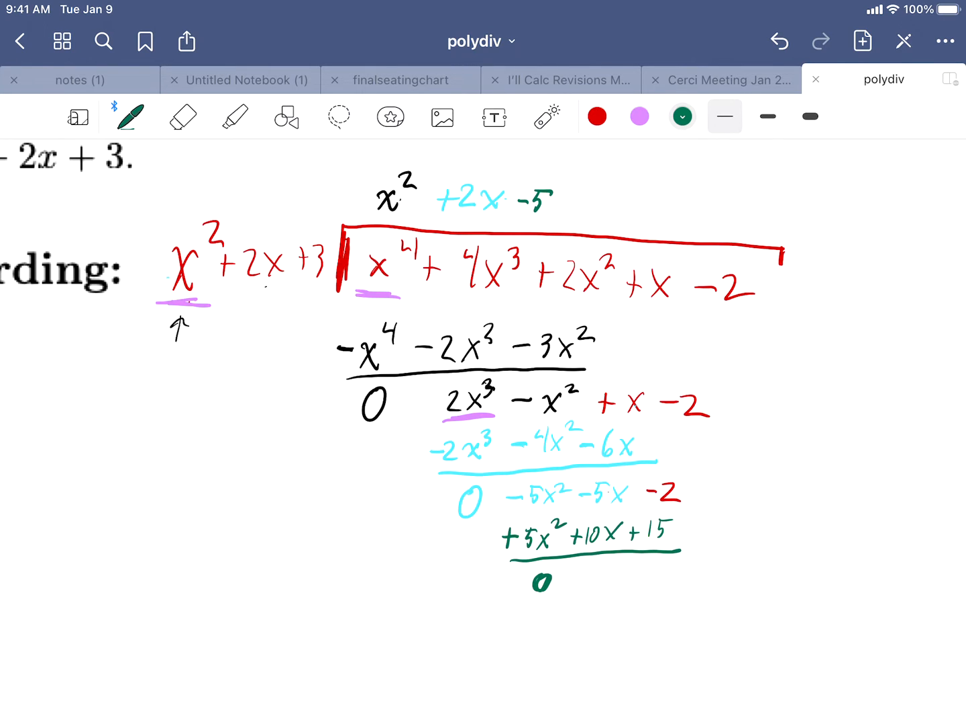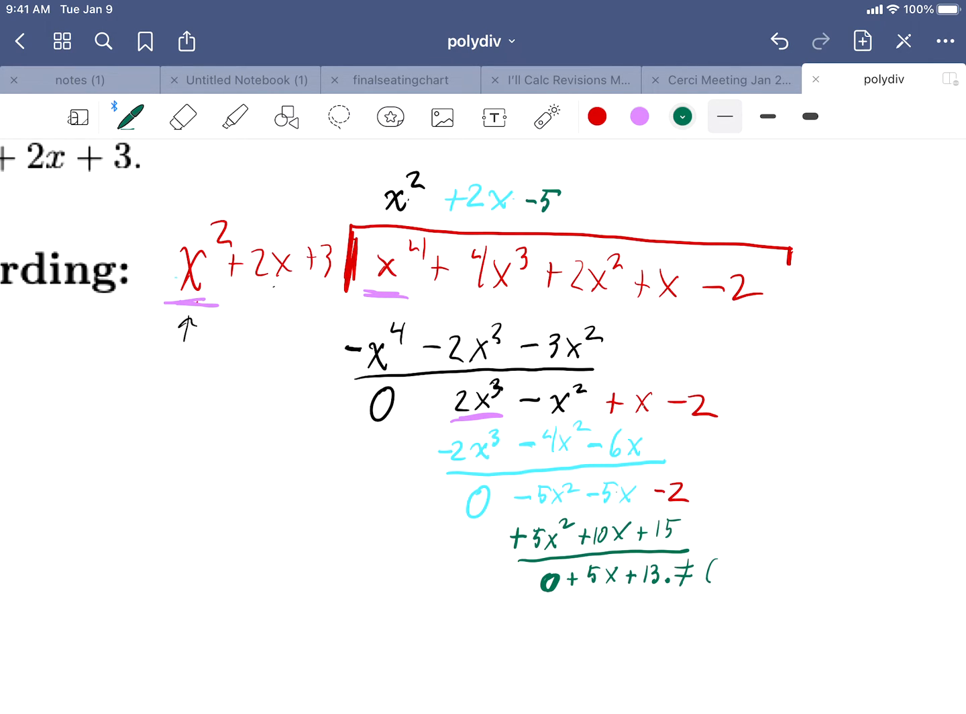Minus 5x plus 10, 5x. Minus 2 plus 15, plus 13. So here's an issue we have which this example wasn't intended to have. This thing is not equal to 0. So we encode that by saying this has a remainder of 5x plus 13.